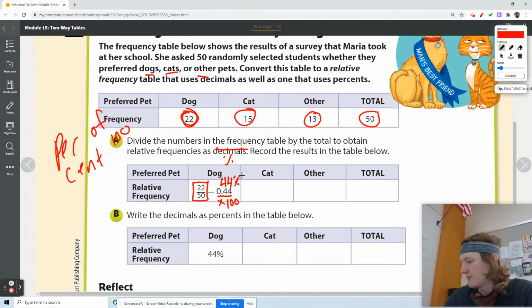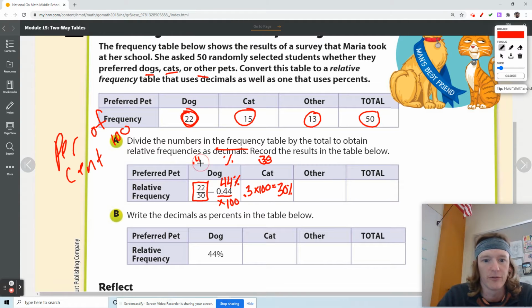44%. Now the amount that preferred cats is 15 divided by 50. When we divide that out, we get 0.3. And then times 100 would be 30%. Our shortcut here is that was 0.30, 30%. This one was 0.44, 44%. And then finally we have 13 divided by 50. So this one is 0.26, which will move over to 26%.